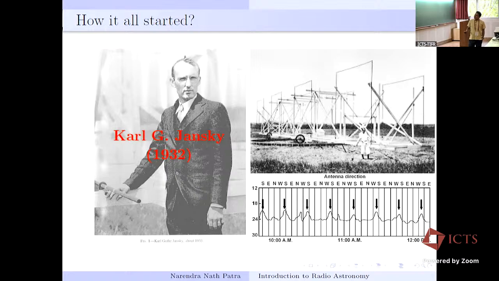Now, one very interesting thing he found out is in this chart. This is a very interesting plot.